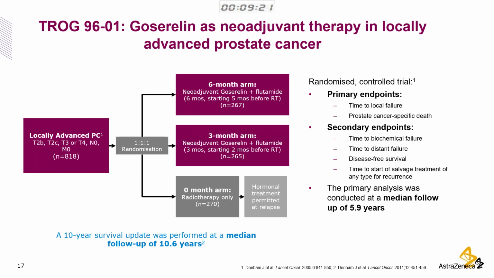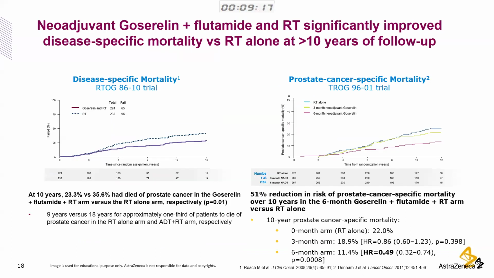And again, the primary endpoints were time to local failure and prostate cancer specific death. So you can see that the disease specific mortality at 10 years was 23.3% versus 35.6% in the gosling arm compared to the arterial arm. Again, this was statistically significant, and there was significant disease specific mortality in the RTOG 8610 trial.